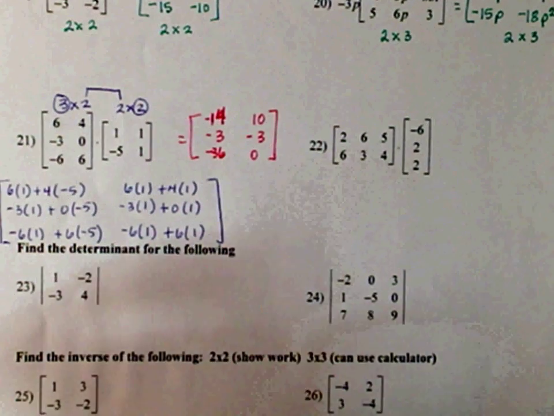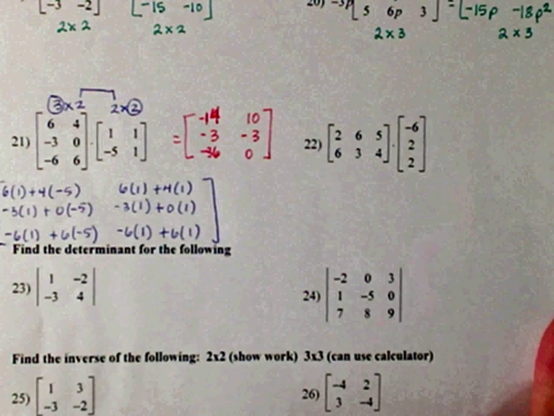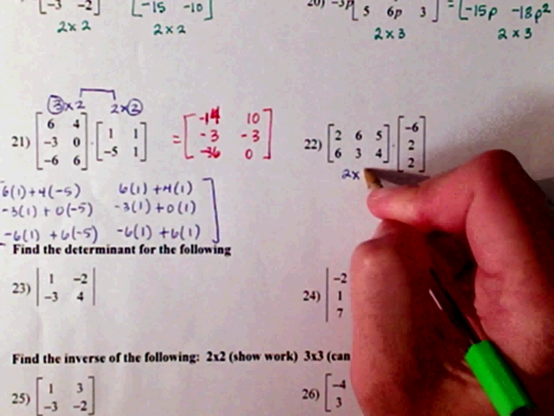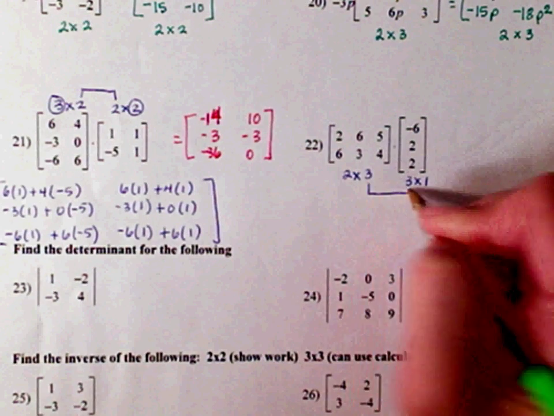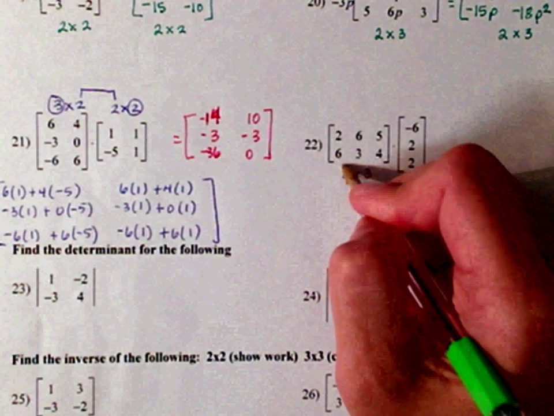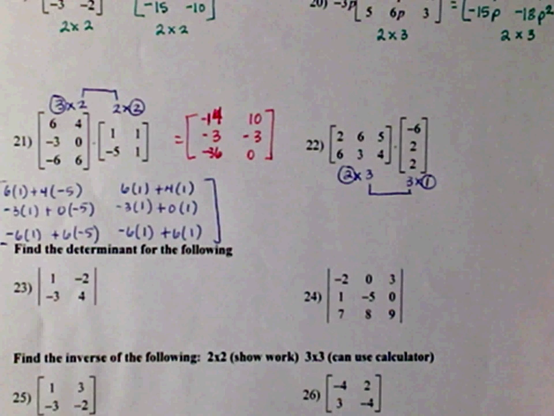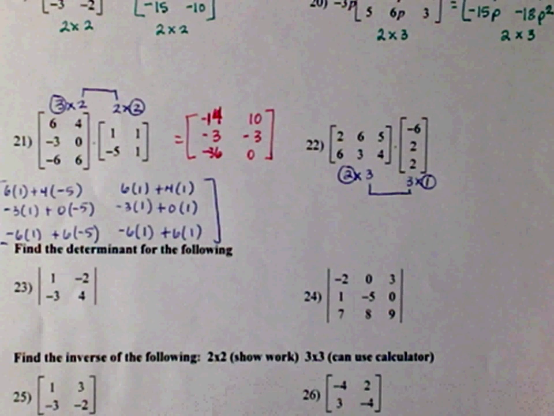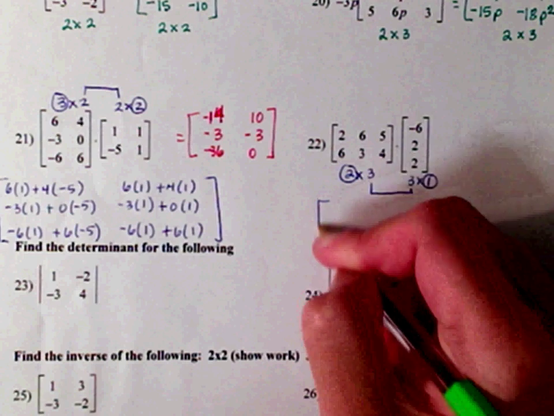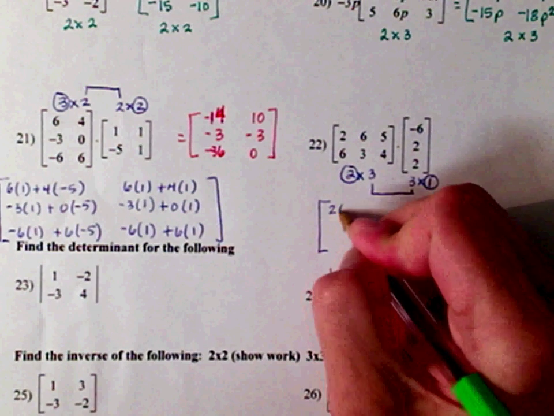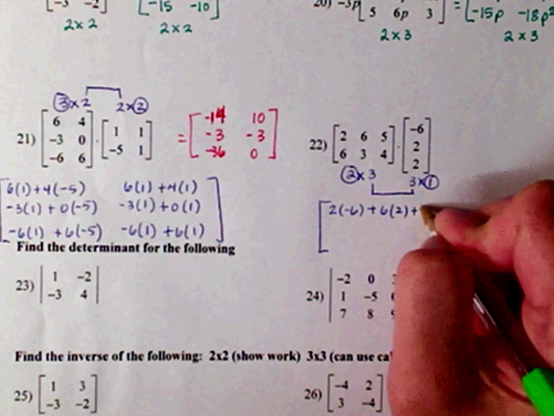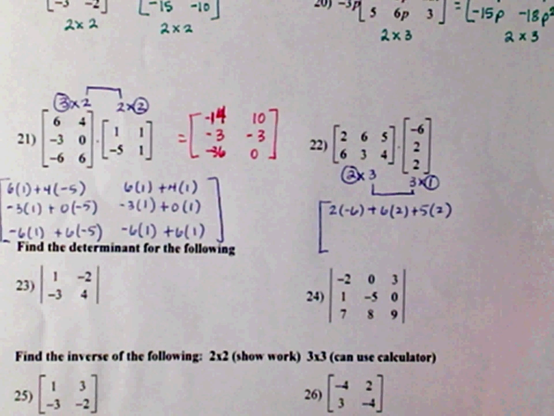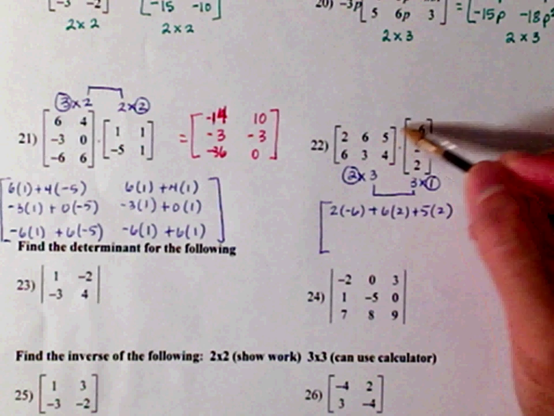Okay. Number 22. You have a 2 by 3, and you have a 3 by 1. Notice that row and the column's the same. That will be your new dimension, which is a 2 by 1. Okay? Same concept. Show you the steps down here. 2 times negative 6 plus 6 times 2 plus 5 times 2. See it right there? First row, first column.